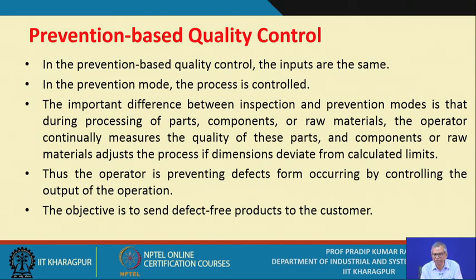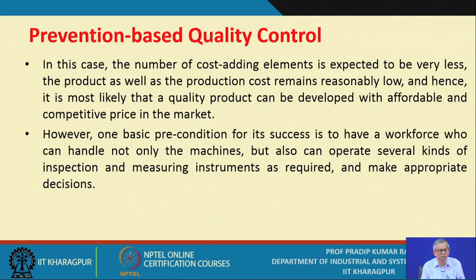Thus the operator is preventing defects from occurring by controlling the output of the operation. The objective is to send defect-free products to the customers. So in prevention-based quality control, the number of cost-adding elements is expected to be very small. The product as well as the production cost remains reasonably low because the cost-adding activities are less. There are hardly any cost-adding activities, and hence it is most likely that a quality product can be developed at an affordable and competitive price in the market.